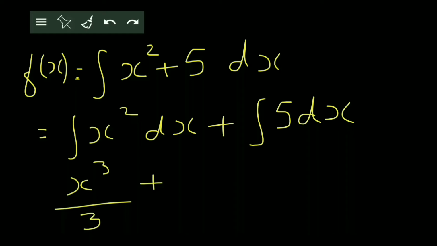Plus 5, the integral of 5. Now the integral of any constant, no, it is not 0, it is x. Remember that is the difference between integration and differentiation. So the integral of 5 becomes 5x. And don't forget to write c over here. Okay, now f(x) we got.